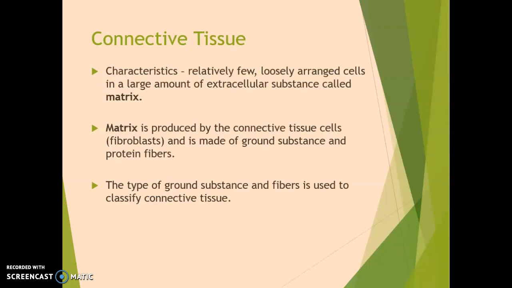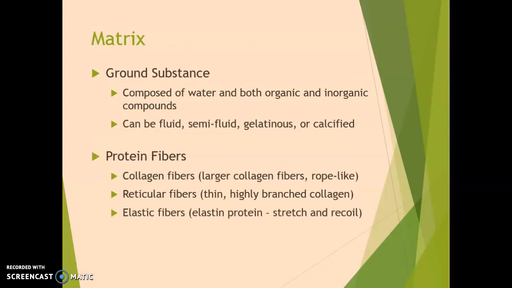So the characteristics will be relatively few loosely arranged cells and a large amount of extracellular substance, so the matrix, which is produced by the connective tissue cells, or the fibroblast. And this is made of ground substance and protein fibers. The type of ground substance and fibers is used to classify the connective tissue. So the matrix is made up of the ground substance, which is composed of water and organic and inorganic compounds. Can be fluid-like, semi-fluid, or jelly, or it can even be calcified.